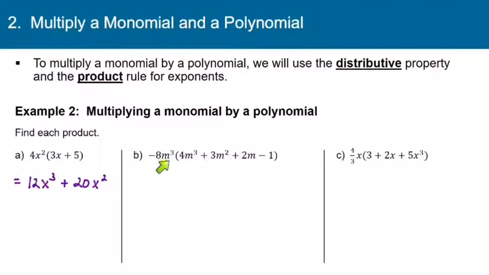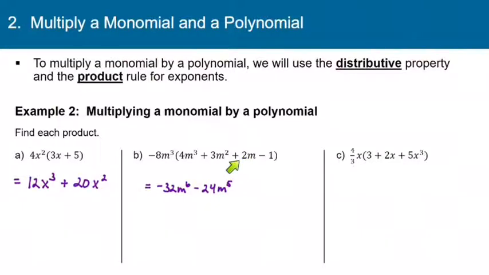We'll multiply negative 8m to the third times 4m to the third plus 3m squared plus 2m minus 1. So we'll just be multiplying negative 8m to the third by each of these terms individually. So negative 8 times positive 4 gives us negative 32, and m to the third times m to the third gives us m to the sixth. Now we're ready to multiply negative 8m to the third by this second term. So negative 8 times positive 3 gives negative 24. I'm going to write minus 24. Then m to the third times m to the second gives us m to the fifth.